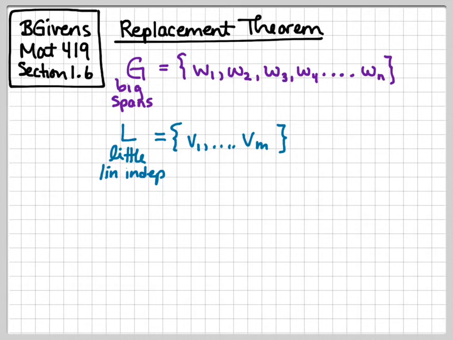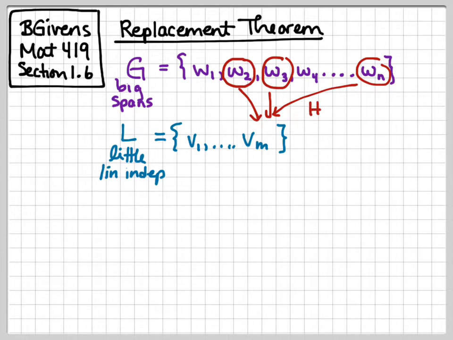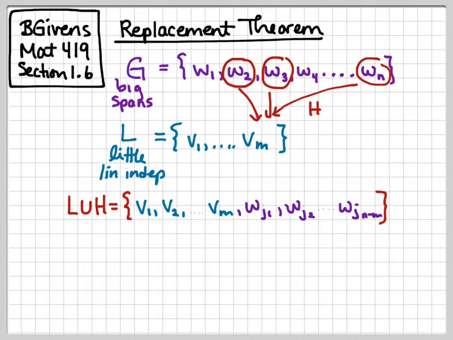And so what we want to do is take some elements of G, just some random elements, who knows which, and put them into L. We'll call those elements H, whichever ones we choose from G to go in there. The big punchline of the theorem is that if you choose them correctly, then L union H, which will be the things in L plus some of the things from G, will span the whole vector space. And the other fact is that the number of elements in L union H should be the same as the number of elements in G.